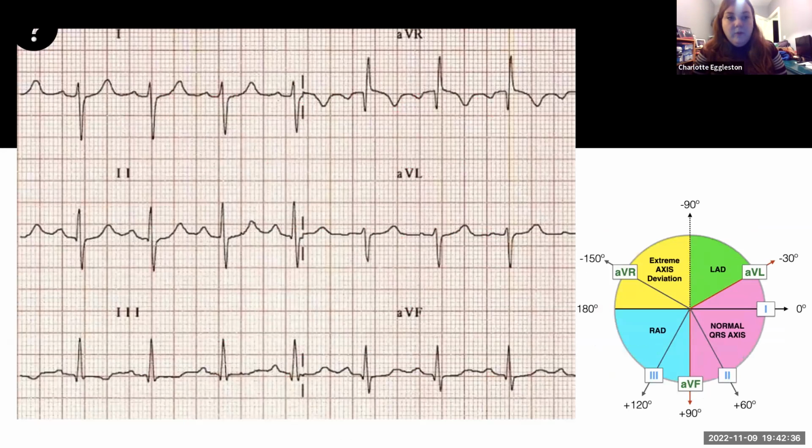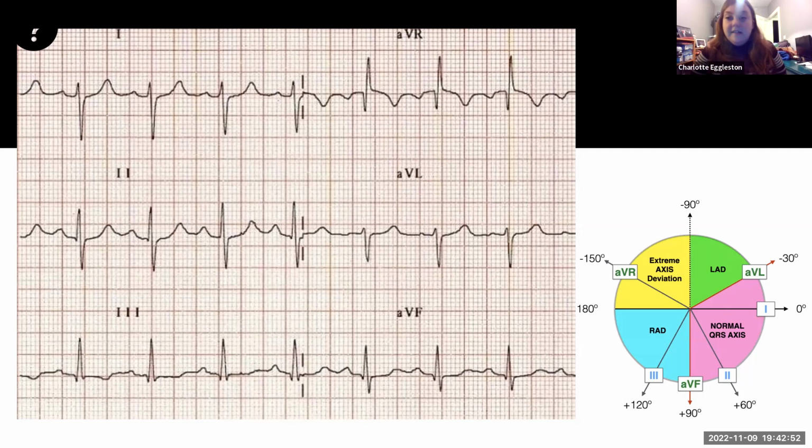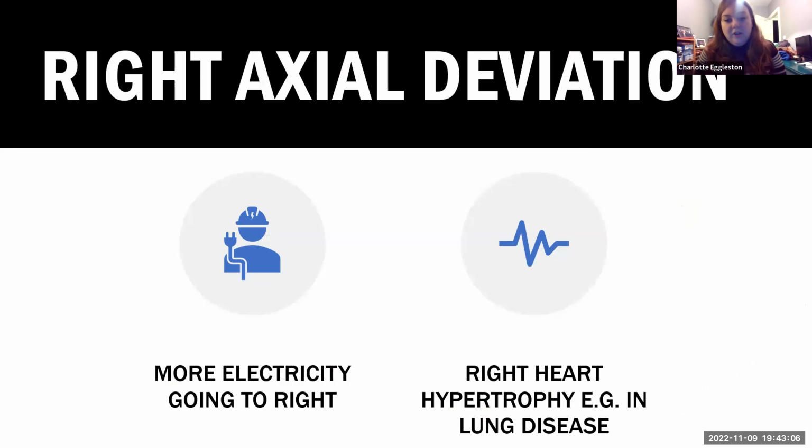Whereas in this one, from 1, 2, and 3, which is the most positive? 3. Yeah, and I said 3 points towards your right foot. So this is a right axis deviation. You can check by seeing aVF and aVR are more positive than normal as well, and lead 1 is quite negative, so we're definitely pointing towards the right side. So that would be right axis deviation. More electricity is going to the right. That could be from right ventricular hypertrophy, so lung disease quite commonly as a cause there.